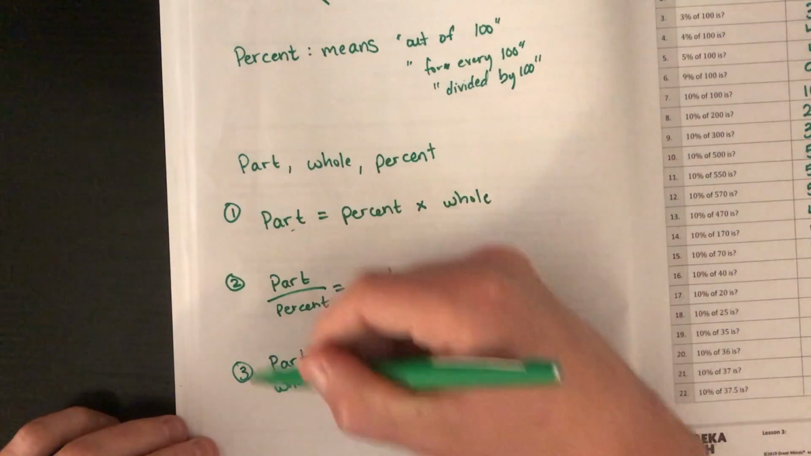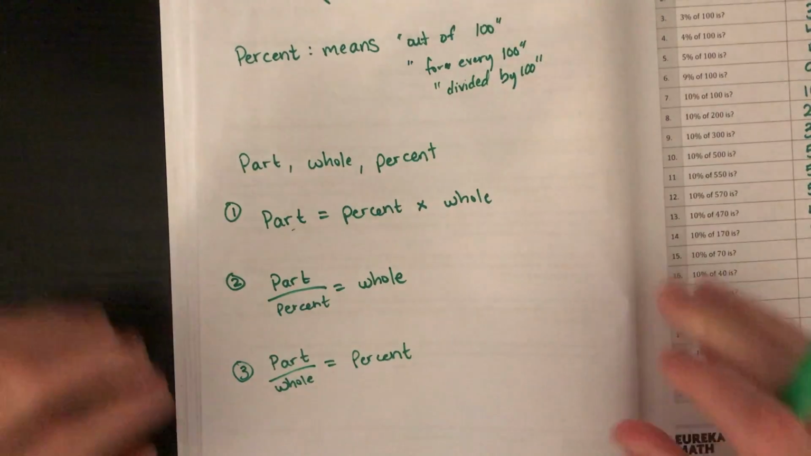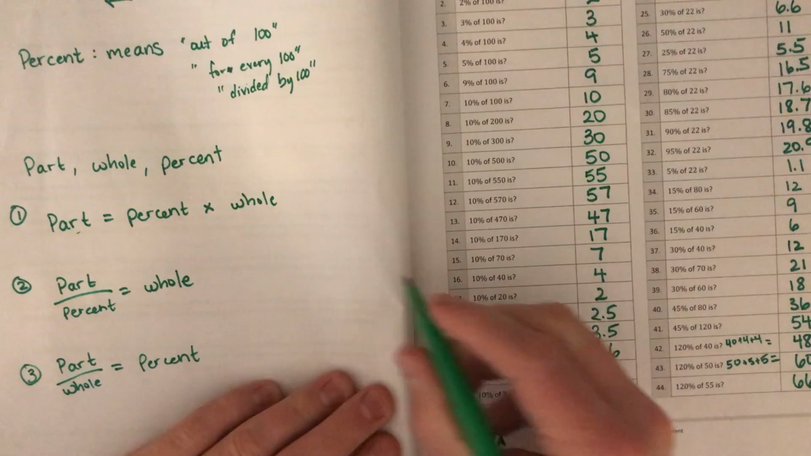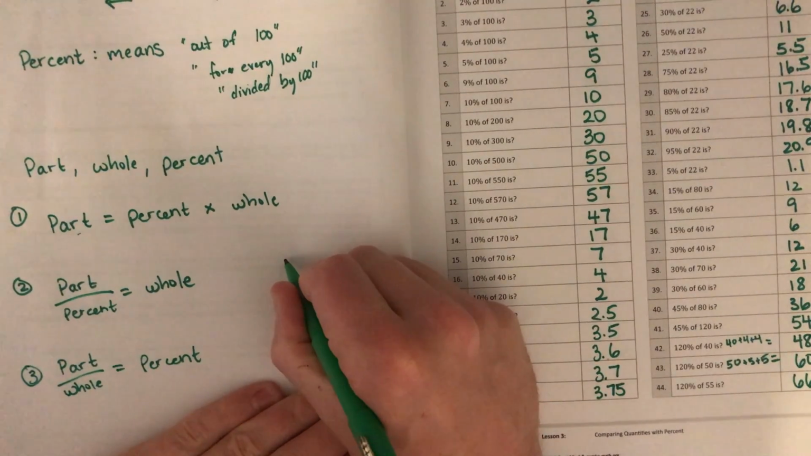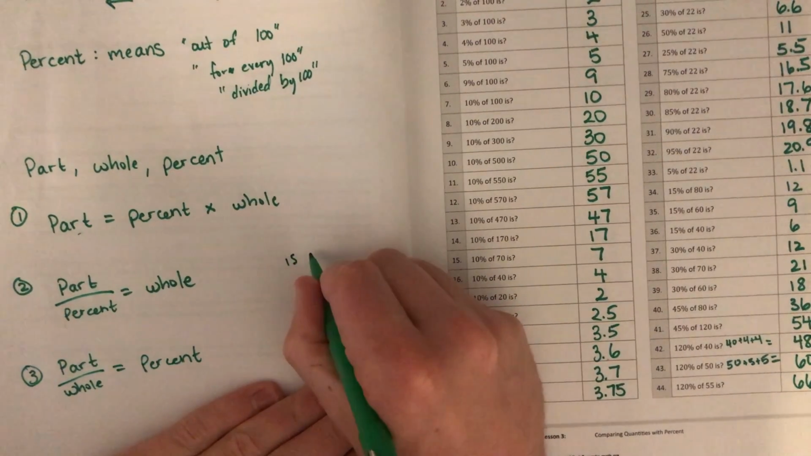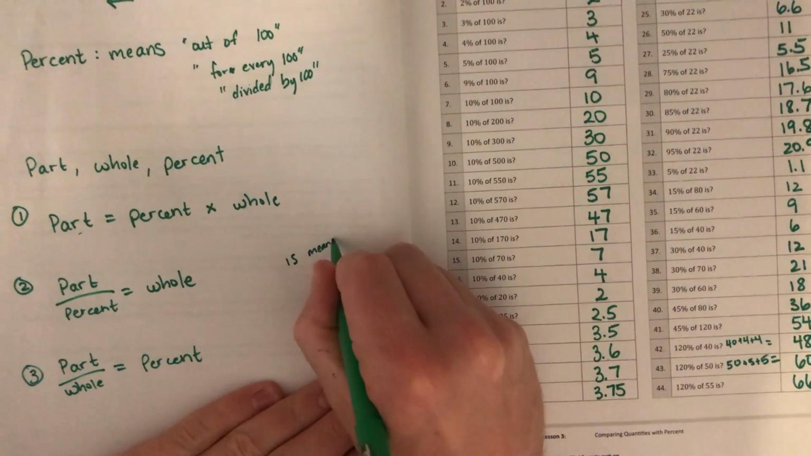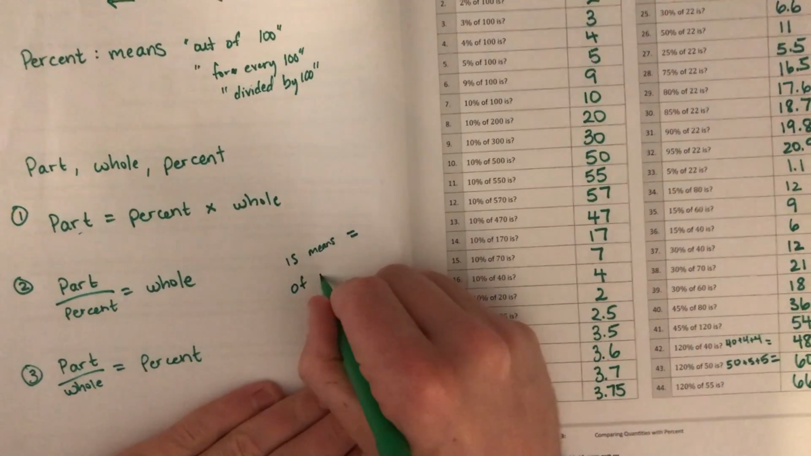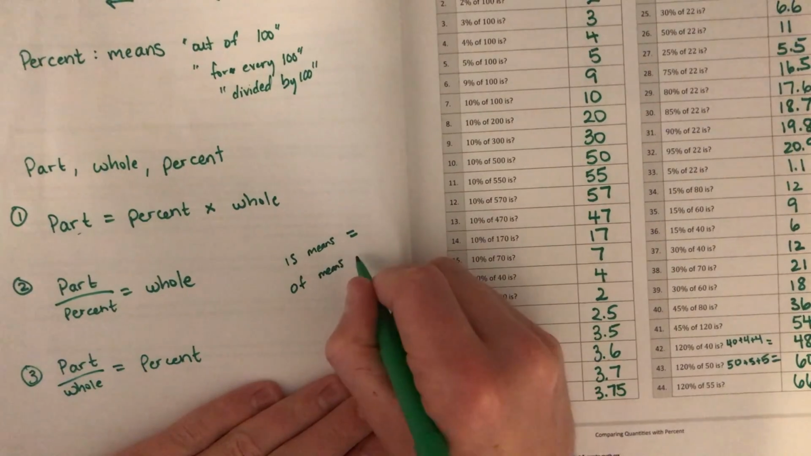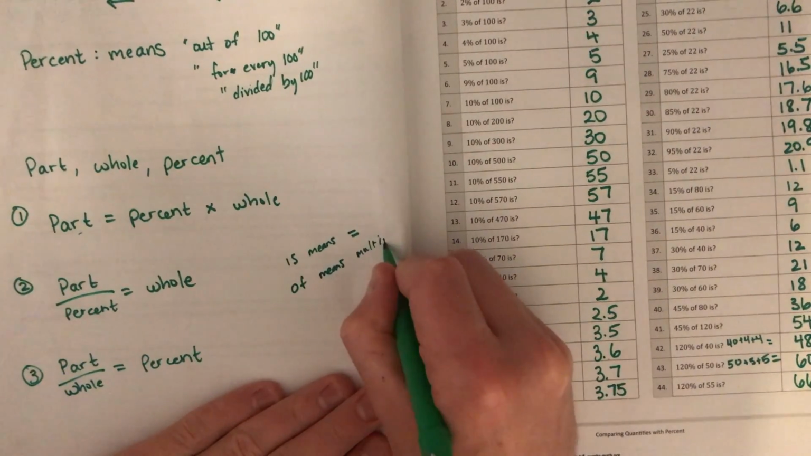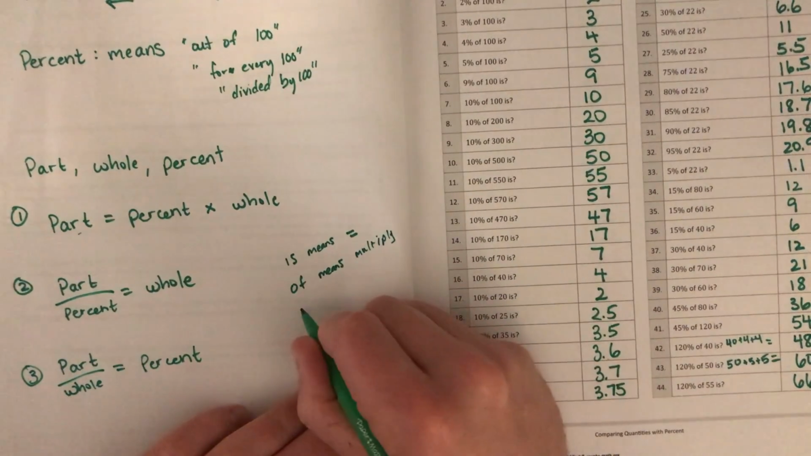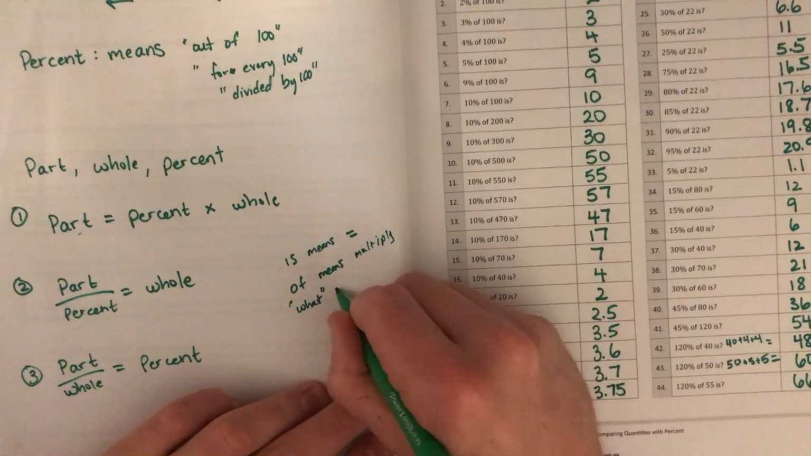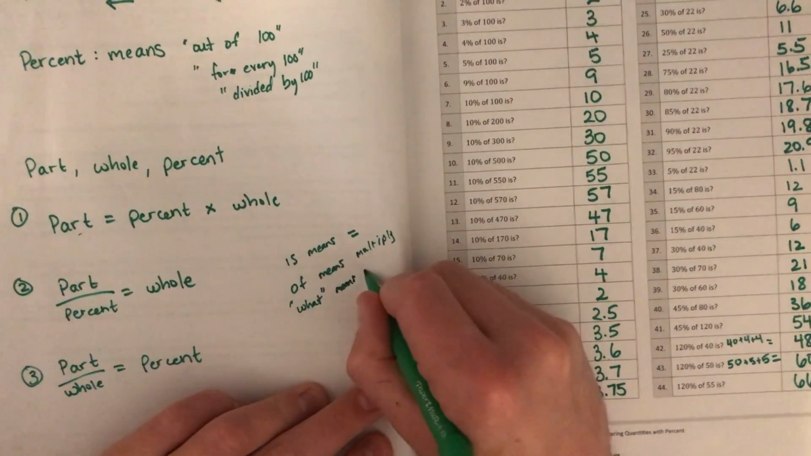So this is one strategy to answering those types of questions, but it relies on you remembering this stuff. The other strategy is to just remember that is means equals, of means multiply, and wherever it says what means variable.